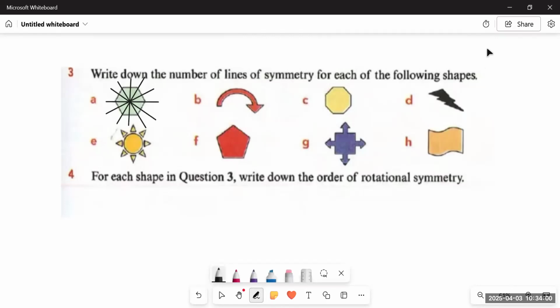Next, we have an arrow. And since we have only one pointed arrow on one side, we have no lines of symmetry. We cannot draw a line of symmetry like this or this or this. So it has no line of symmetry in it.